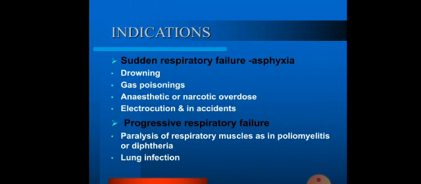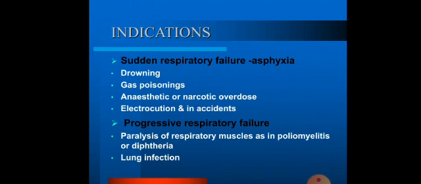Now let's see what the indications are. Indications, basically what I mean is, when do we think of giving artificial respiration or CPR to the person. So one main indication is when there is a sudden respiratory failure, and the word we use to define it is asphyxia. It can be due to drowning, any gas poisonings, anesthetics or a narcotic overdose, electrocution, or in any kind of accidents. One of the major indications.